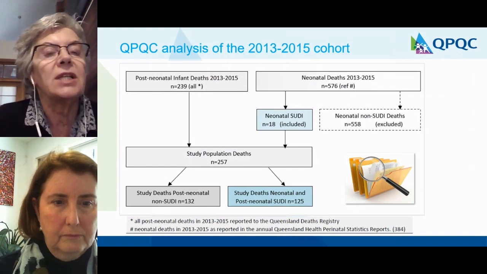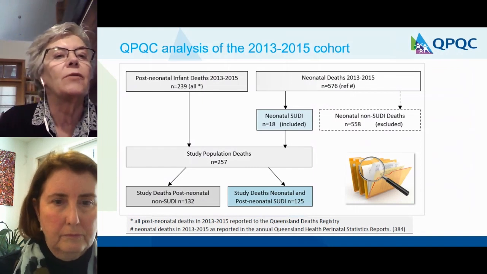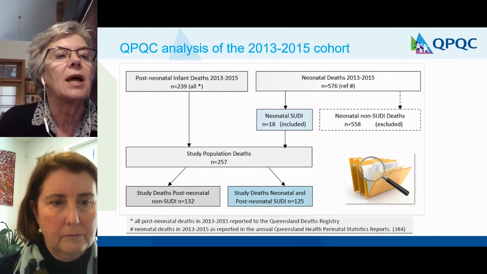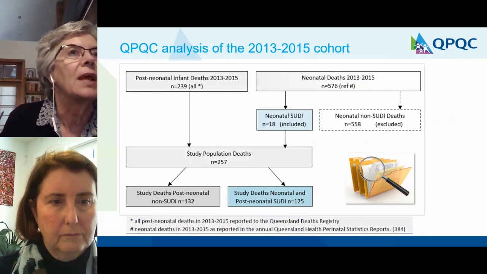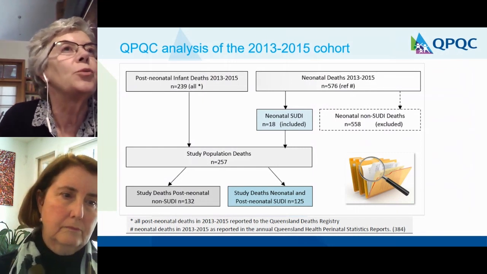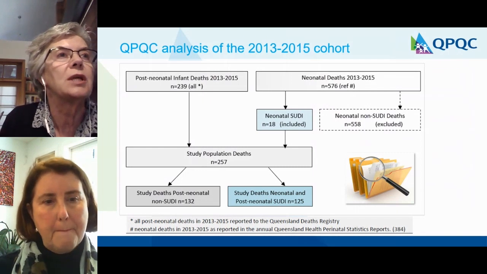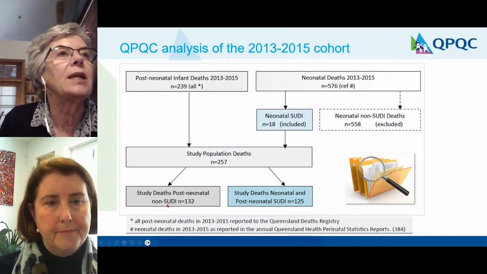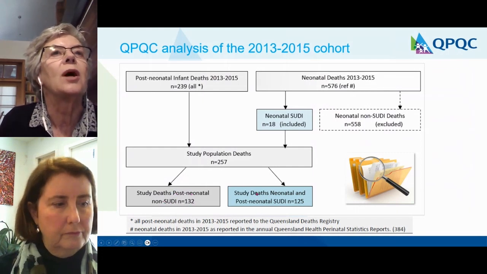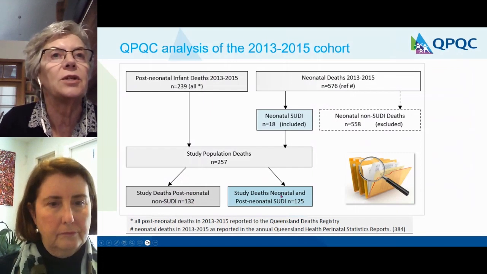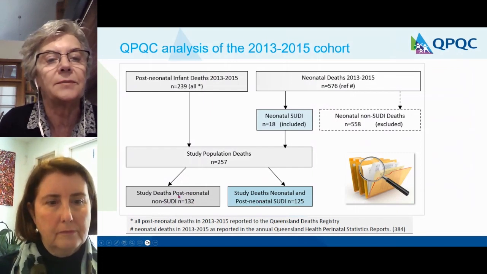From the neonatal deaths, we selected the neonatal SUDI by looking at the coronial records and looking at a cohort of records. But we looked at all the neonatal deaths and all the post-neonatal deaths, because we weren't certain whether just a high-level view would tell us whether or not they were truly SUDI. And from that review, we ended up with 132 post-neonatal non-SUDI deaths.